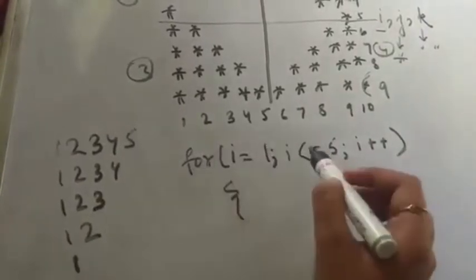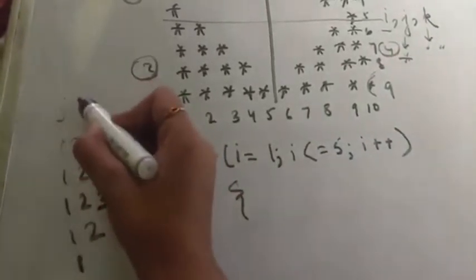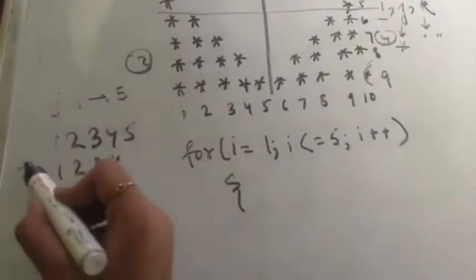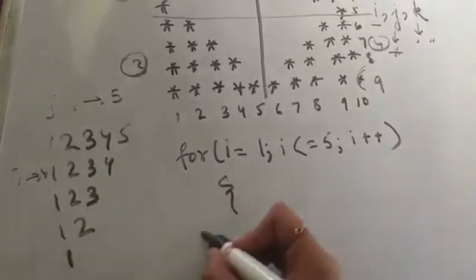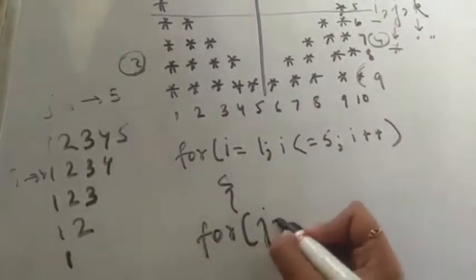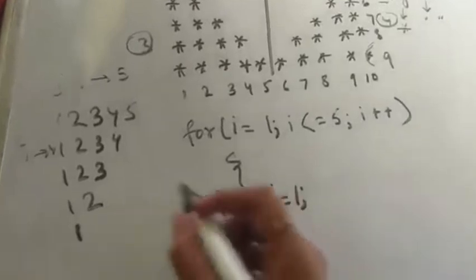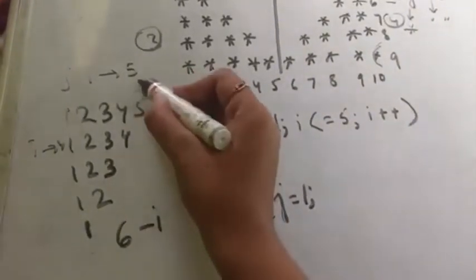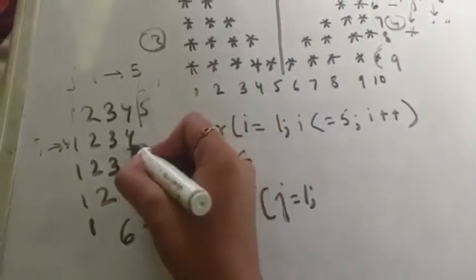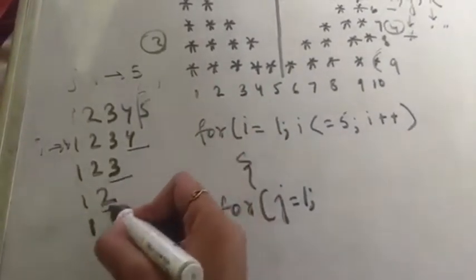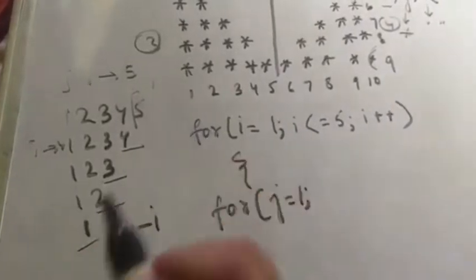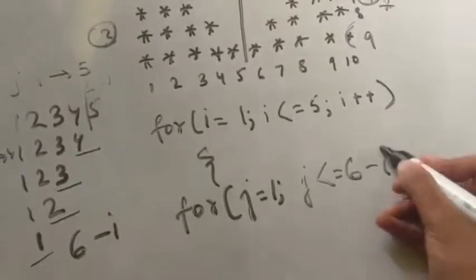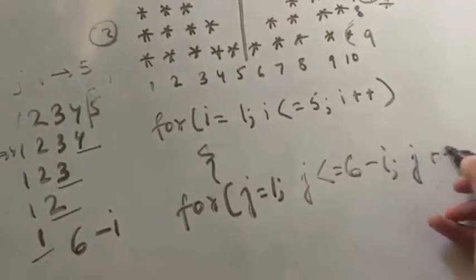When I is equal to 1, we are running J from 1 to 5. When I is equal to 2, we are running from 1 to 4. That means the beginning is always from 1. Therefore, J is starting from 1 and running till 6 minus I, because in the first step we are getting 6 minus 1, which is 5. Here we are getting 6 minus 2, which is 4, 6 minus 3, 6 minus 4 and 6 minus 5. Therefore, J is less than 6 minus I and it is incrementing.